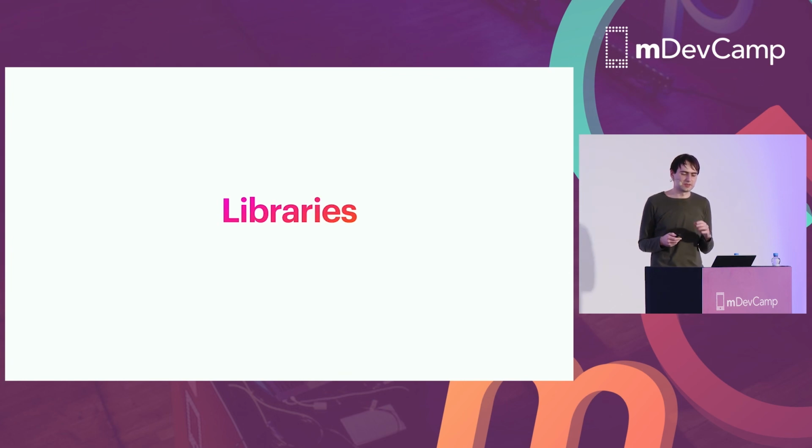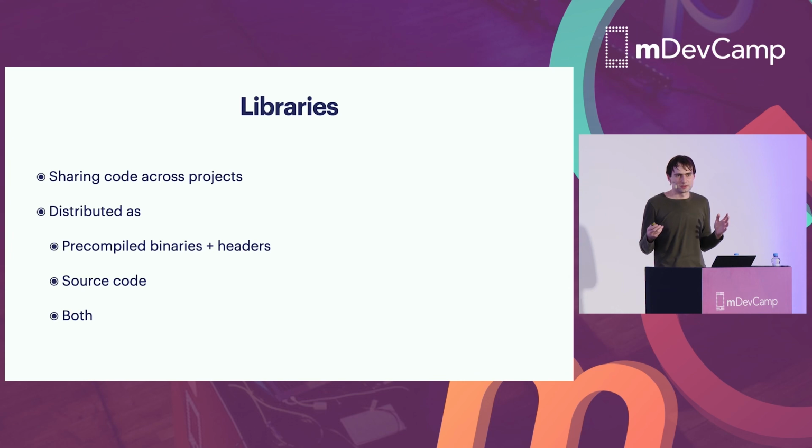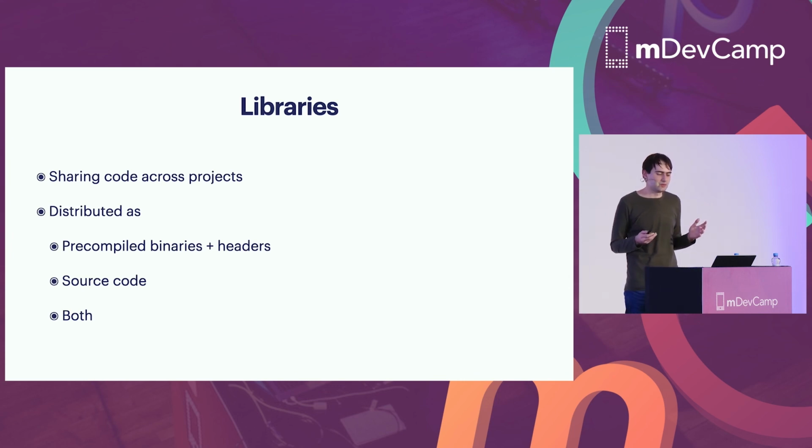Next, libraries, and this is actually probably the biggest topic here today. Libraries, well, the basic concept is the same in JVM and Native. We want to share our code across multiple projects so that we don't need to write it everywhere.